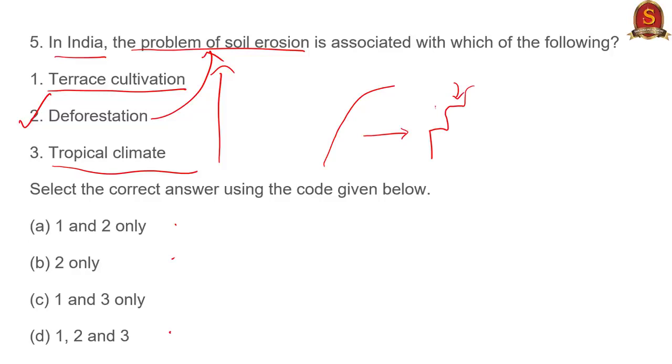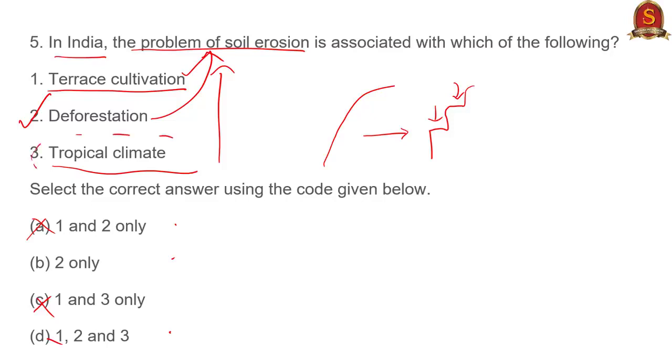So in terrace cultivation, the objective is to minimize soil erosion. You're not contributing to soil erosion. So this is a positive approach: if terrace cultivation is not contributing to soil erosion, then obviously options A, C and D go out of contention.